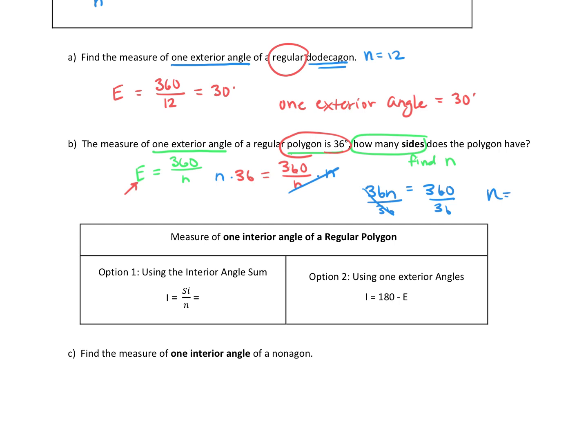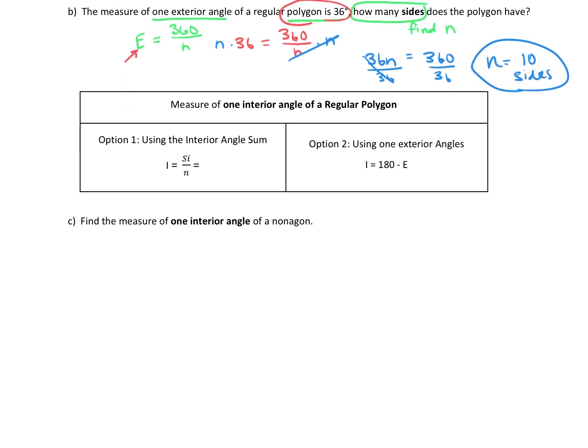Hopefully you guys have the volume on and you are listening. All right, so if we divide that, we get 10. So this polygon has 10 sides. And if they asked us what polygon it was, we could say that's a decagon. Decagons have 10 sides, is what I meant to say. All right, so our last example, we're going to find the measure of one interior angle of a nonagon. A nonagon is a 9-sided polygon, so n equals 9.